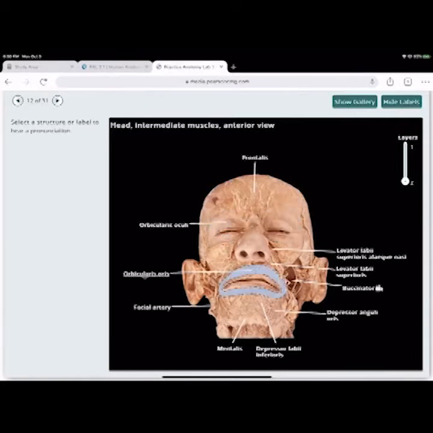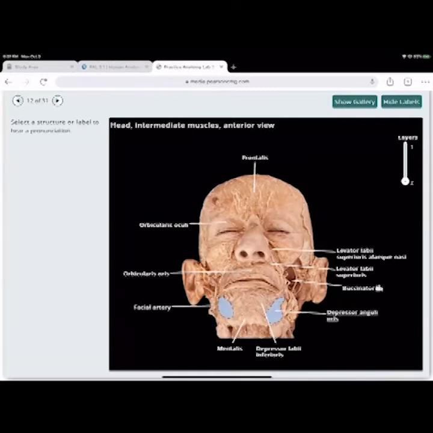Facial artery, because it comes up, branches down here. You see the facial artery running up along the outside border of the ramus of the mandible. The mentalis muscle of the chin. Depressor labii inferioris depresses the lips on the inferior border. Depressor anguli oris depresses the angles of the mouth.